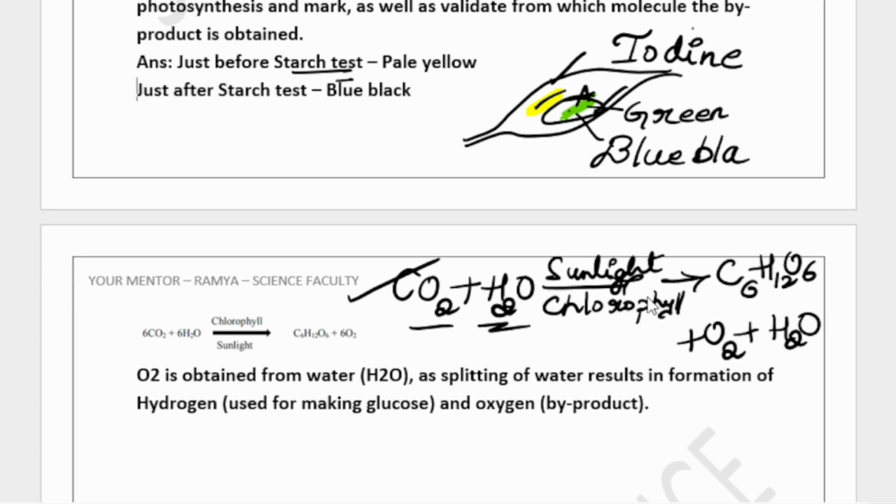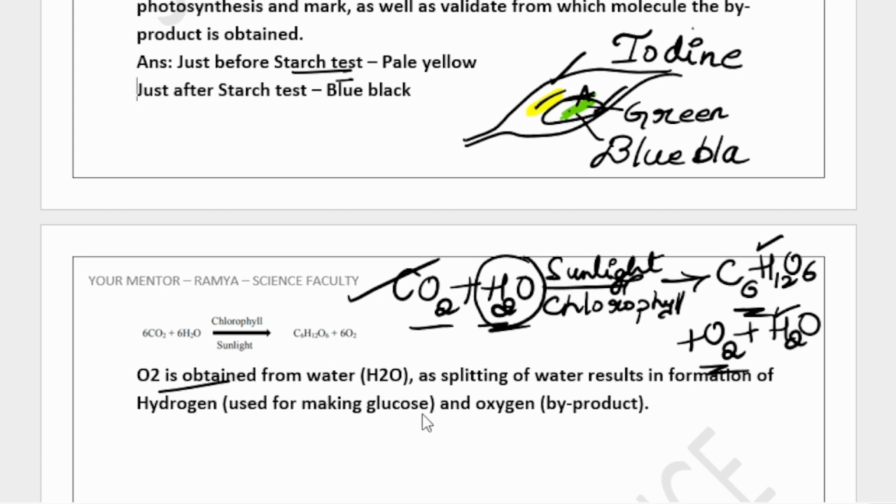Okay. So now the next question is, you have to validate. Which molecules are used for this product to be received? See here, oxygen is obtained. You can see oxygen is formed here, right? So this oxygen is obtained from the water molecule present in the reactant. And this splitting up of water also results in the formation of hydrogen. Okay, and where is that hydrogen present? Hydrogen is present in the glucose and also in the water molecule as well. Okay, so you must know.